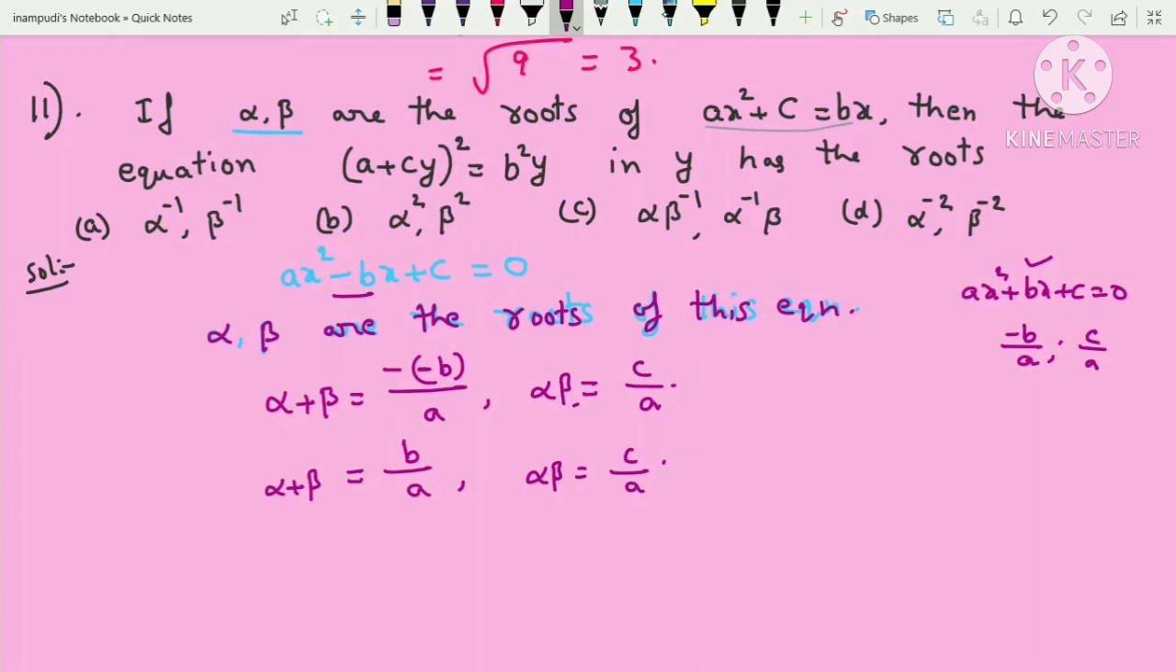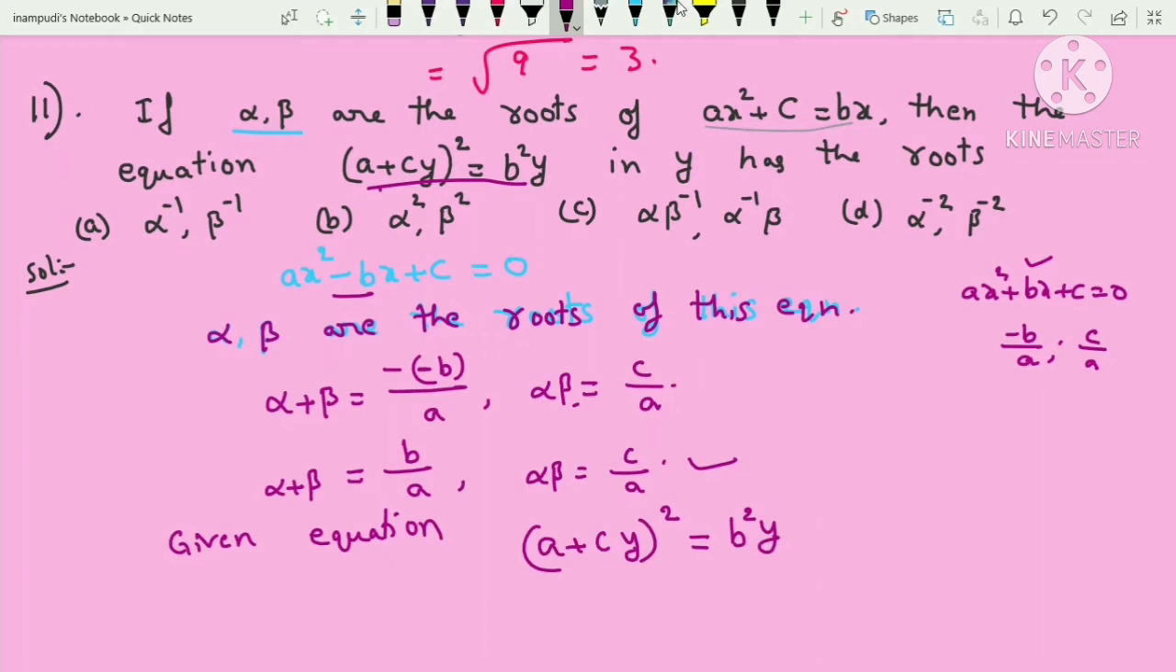So this information is right in this way. Next, given the equation, the equation in y has the roots. So given the equation, we can write it as (a + cy)² = b²y.